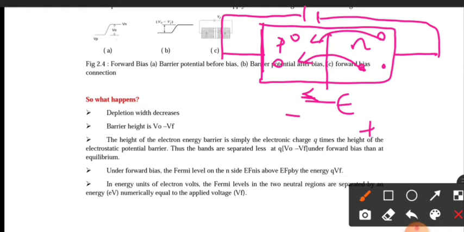The barrier potential will reduce, electrons and holes will recombine together, and therefore due to the movement of electrons and holes, diffusion current will be happening. So this depletion width will reduce.